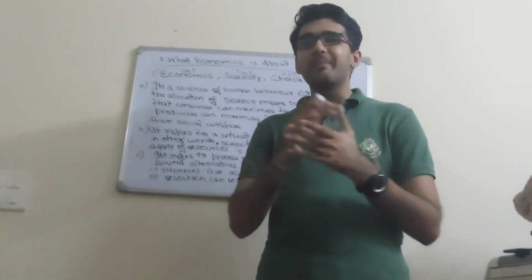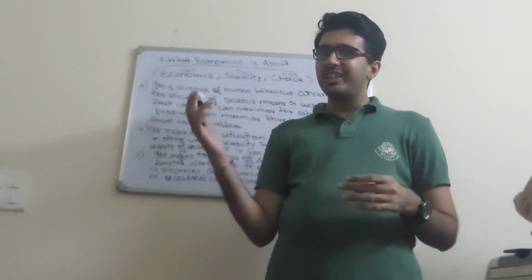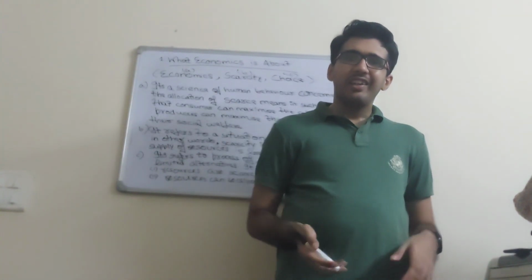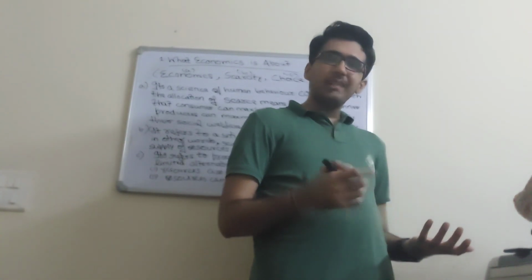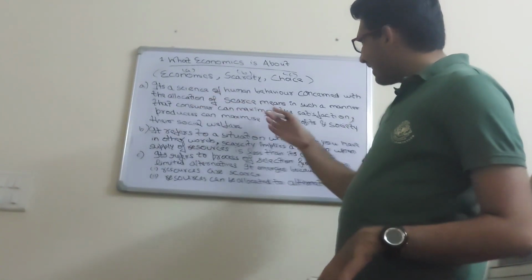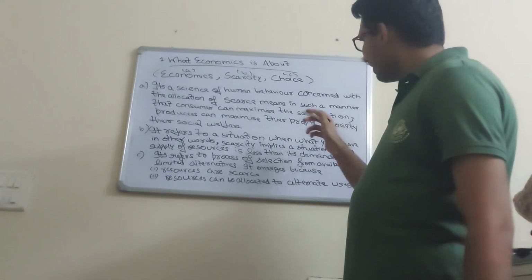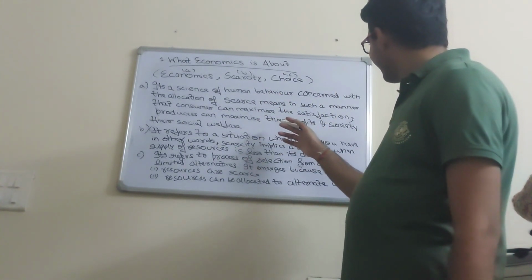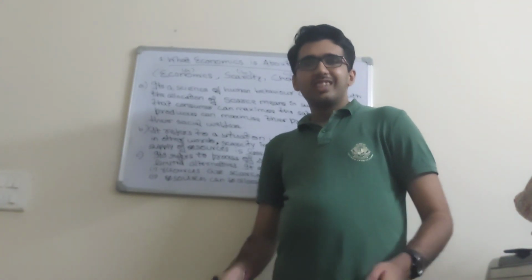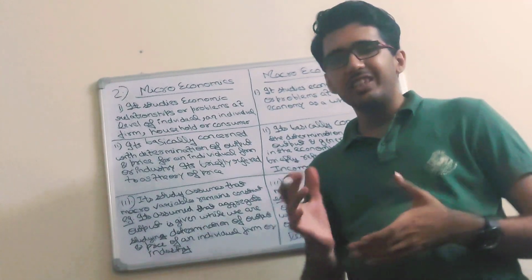Choices imply decision making, and decision making should be done in such a manner that limited resources are used so that we can maximize our welfare. As I told you before, consumers want to maximize their consumption, producers their profit, and society their social welfare. So that's it. In our first topic, we understood what economics is.